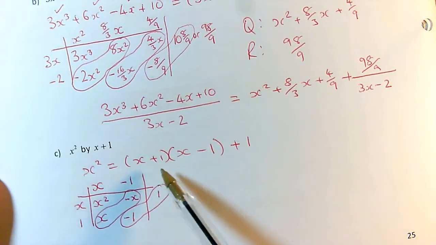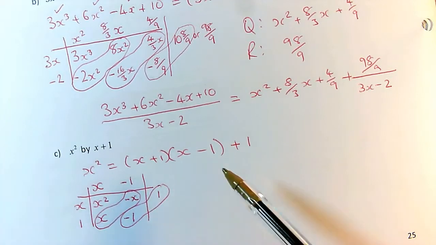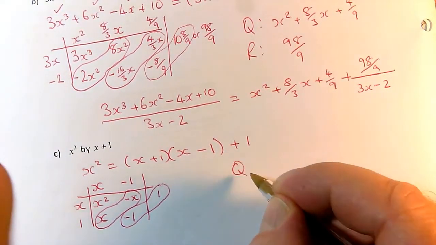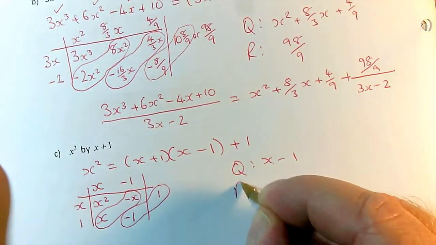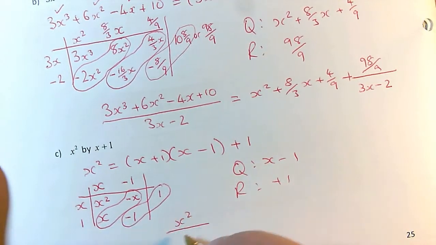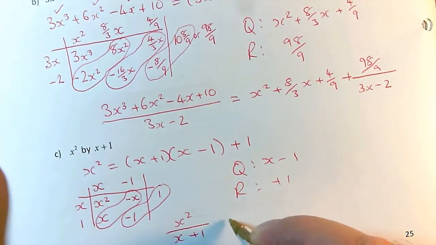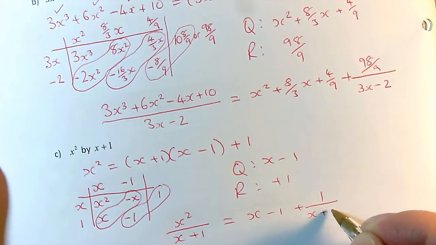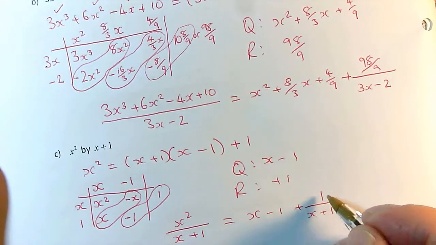This clearly works, because x plus 1 times x minus 1 is x squared minus 1, and adding this 1 gives me x squared. So the quotient is the x minus 1, the remainder is the plus 1 at the end, and I can say that x squared divided by x plus 1 equals x minus 1 plus 1 over x plus 1. So here's my quotient, and here's my remainder.